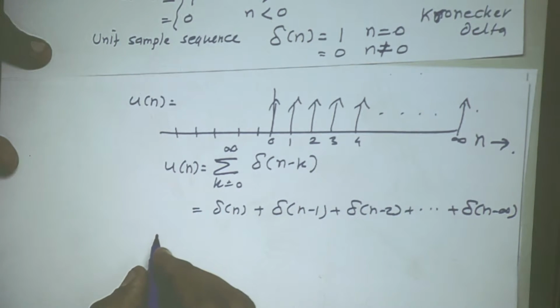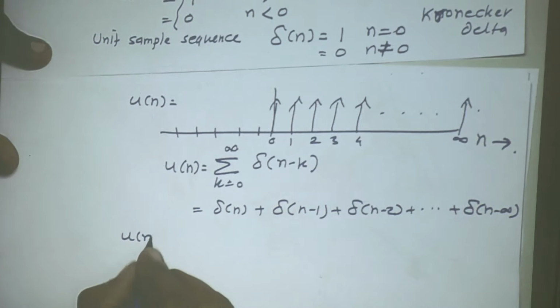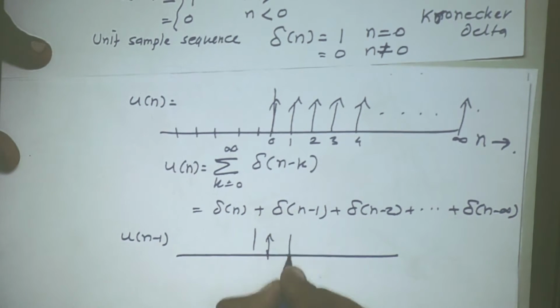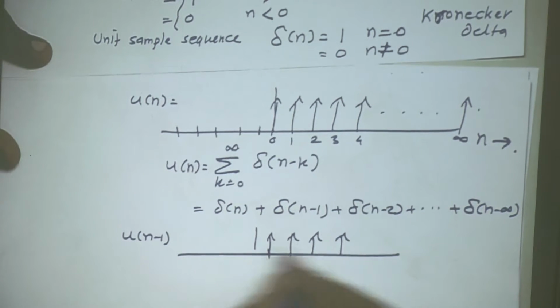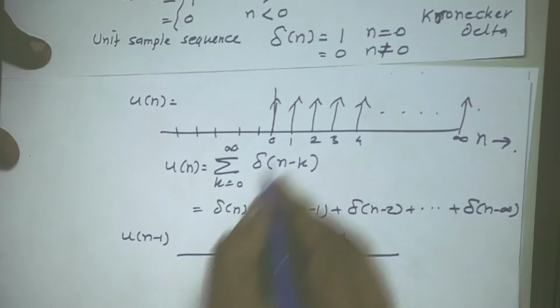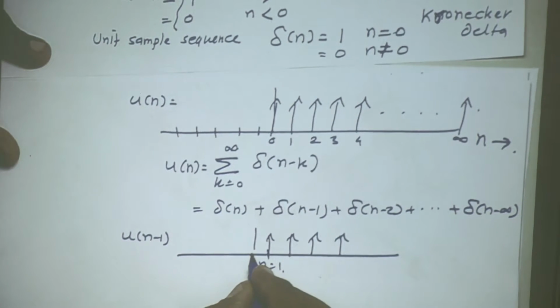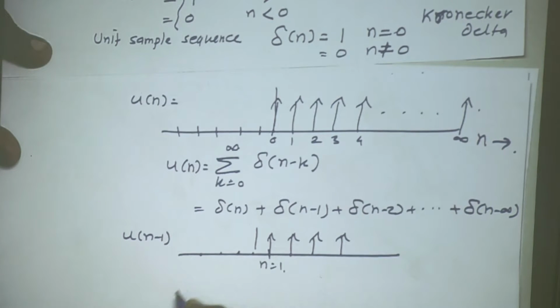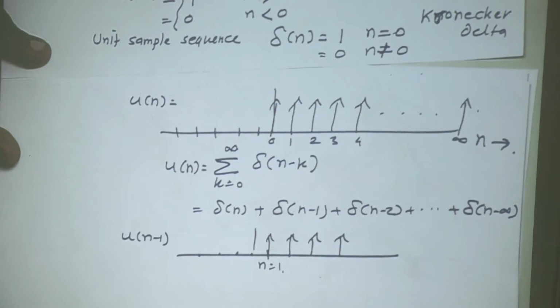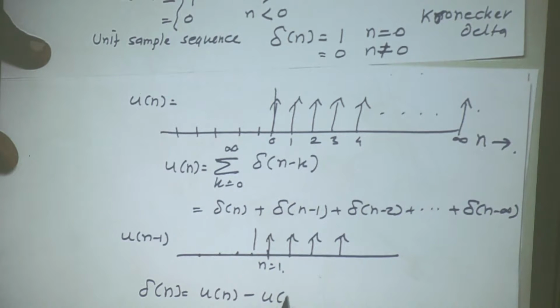So also I can write what is u[n minus 1]. u[n minus 1] will be starting from 1. So the unit step sequence starting from n equal to 1. This is starting from n equal to 0. Prior to this it is 0 here. When I subtract u[n minus 1] from u[n], what is left out is only one sample, delta[n]. So delta[n] can be written as u[n] minus u[n minus 1].